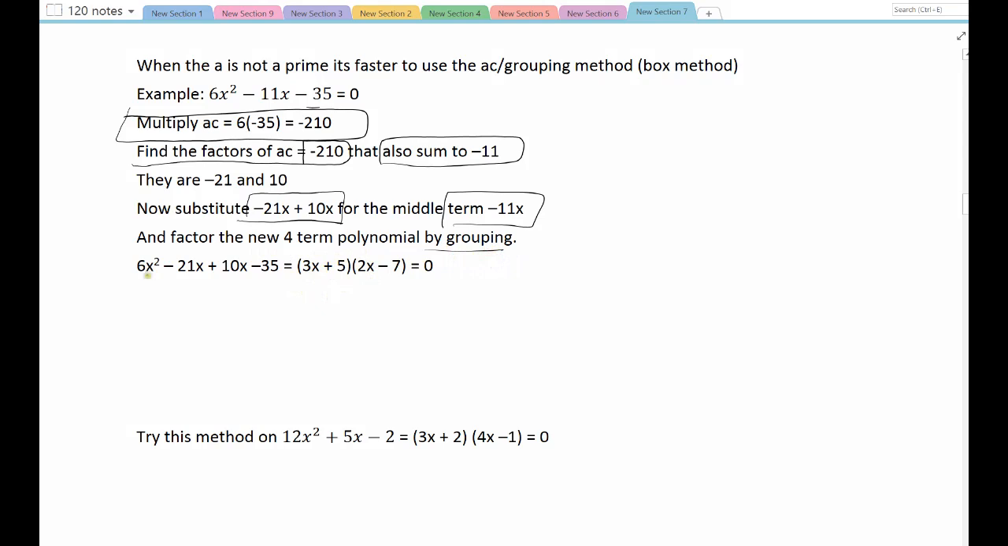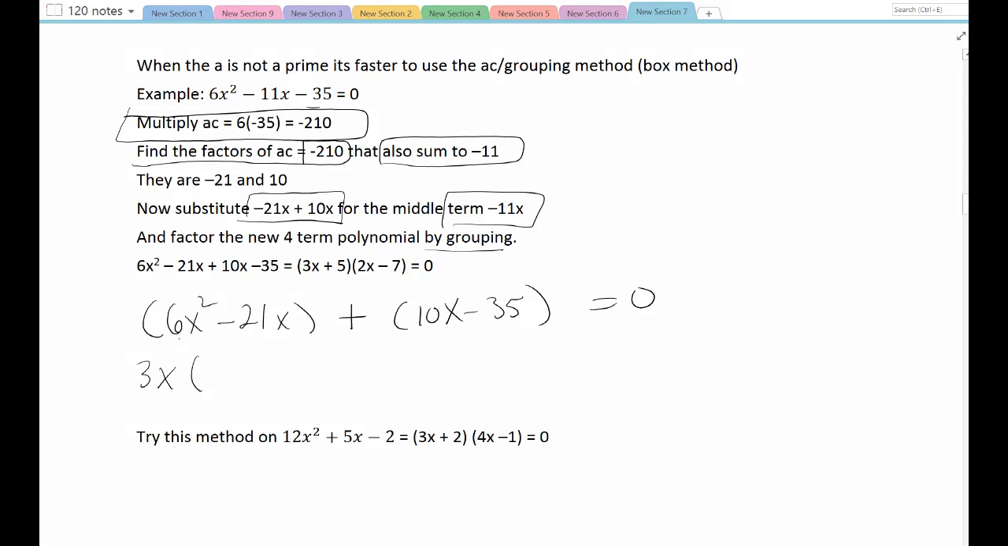And so what we do, we group the first two terms together and the last two terms. So I'm going to group the 6x squared minus 21x together, and the 10x minus 35 together. And now we factor the groups. So in the first group, I can pull out an x, and I can pull out a 3, right? 3 comes out of 6, and 3 comes out of 21. So I factor out a 3x.